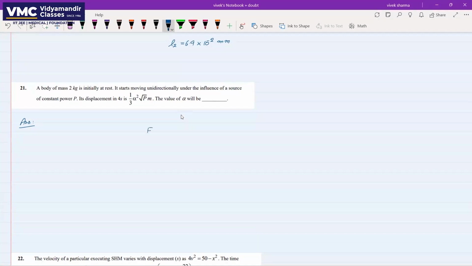So power, as we know, power is F into V, and this is constant, that is P. F, it is M into A, and A can be written as dV upon dt. So this is force into V, that is equal to power P. So I can write V into dV, that is equal to P upon M into dt. And after integrating, at time t is equal to 0, it is at rest. Say at time t, velocity is V. So it is V square by 2, that is equal to P.